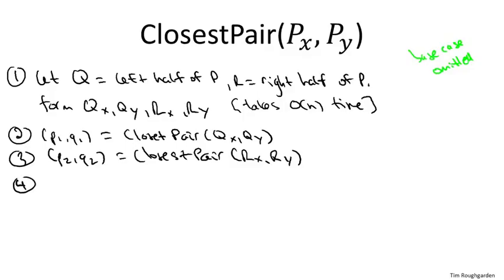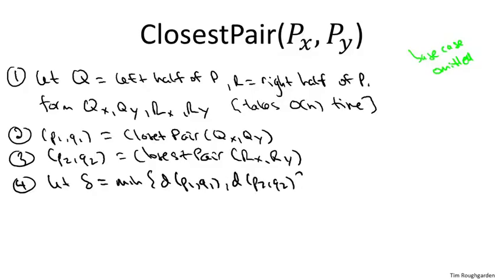So I've erased the previous steps 4 and 5, but we're going to rewrite them in a second. Before we invoke closest split pair, we're going to see how well our recursive calls did. That is, we're going to define a parameter little delta, which is the distance of the closest pair we found by either recursive call. So the minimum of the distance between P1 and Q1, the closest pair that lies entirely on the left, and P2, Q2, the closest pair that lies entirely on the right.